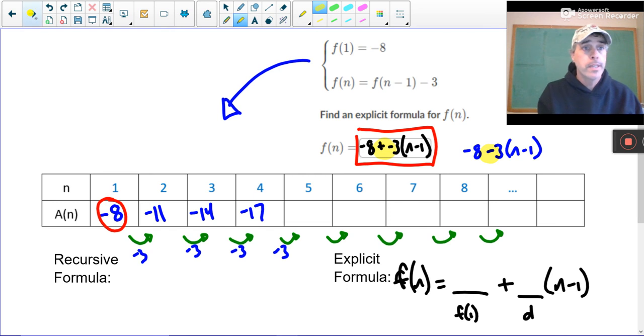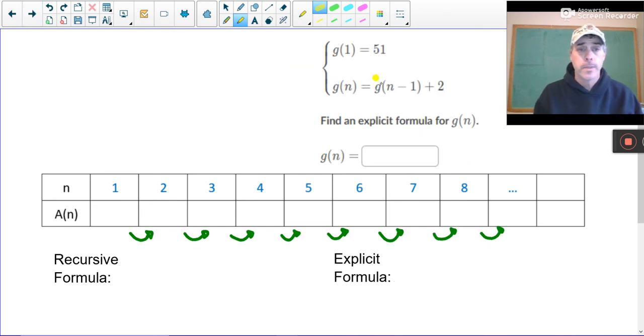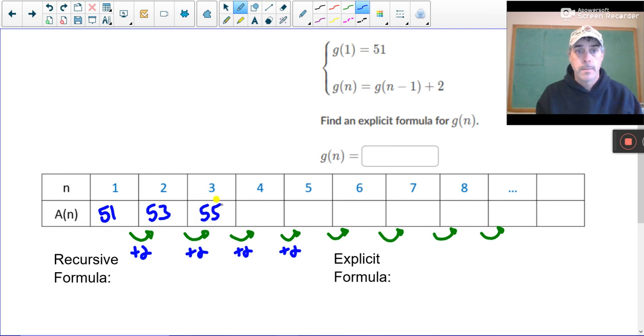Okay, so one more of these and the video is over. So here we have it. G of 1 is 51. Okay, that's my first term. My recursive formula says if I want a new term, I take the previous term and I add 2. So I would think about my sequences being like this: 51 plus 2, plus 2 again, plus 2 again, and so on.